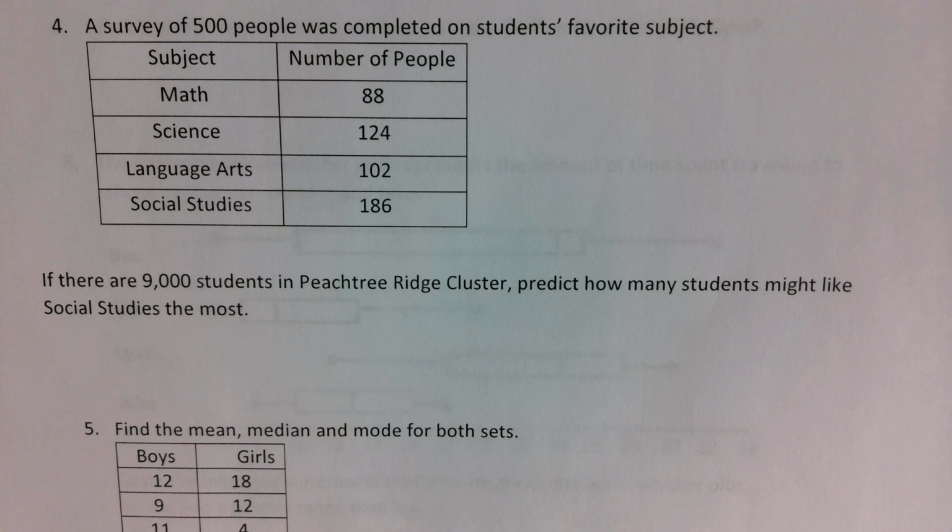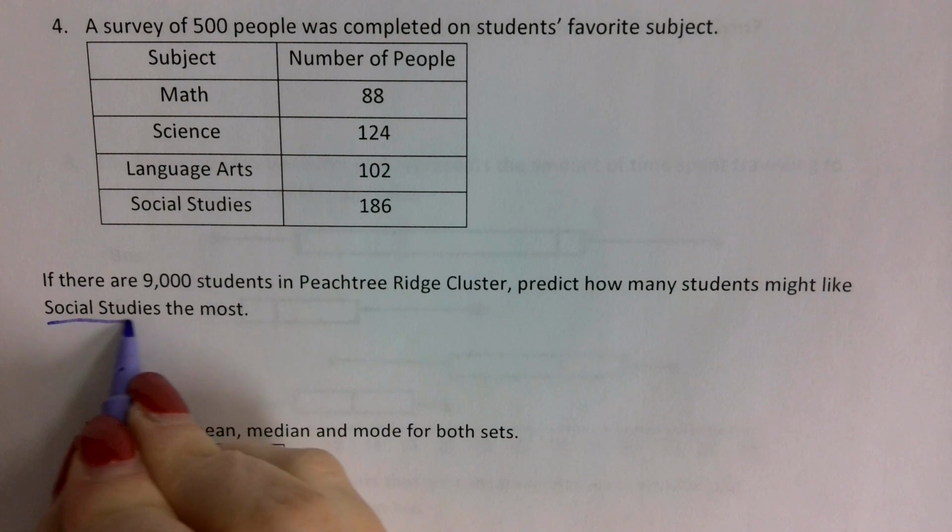Or I can call on somebody randomly. Or Michael. Michael, you can share. What'd you get? 3,348. Very good. So the question says we're focusing on what group? Social studies. We're just focusing on social studies.